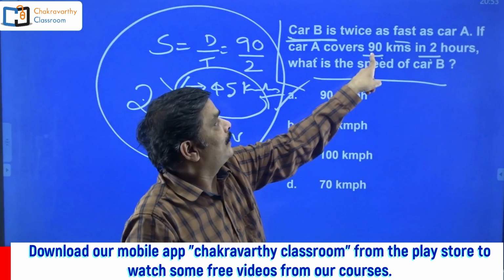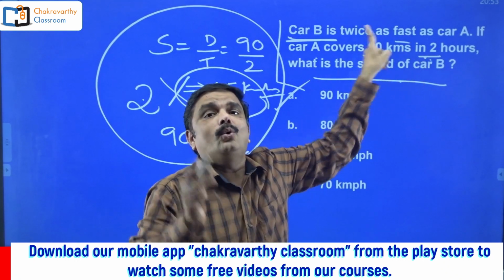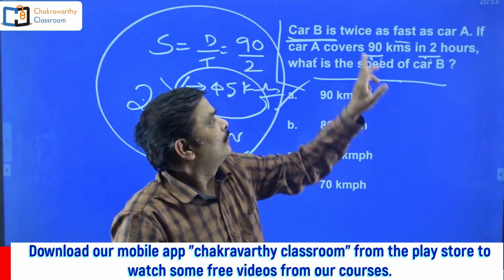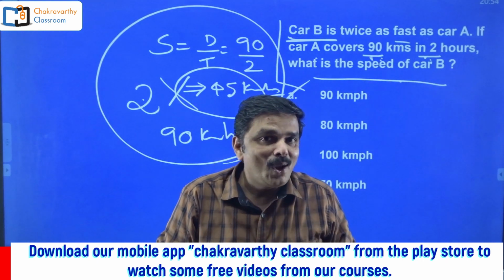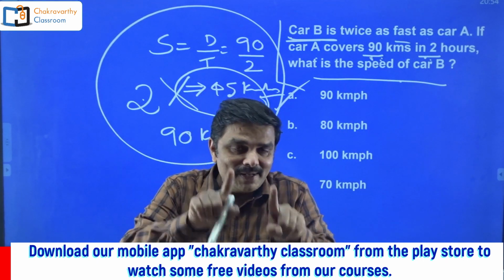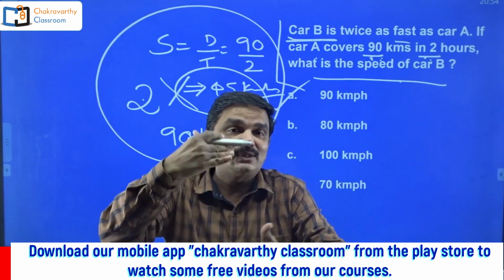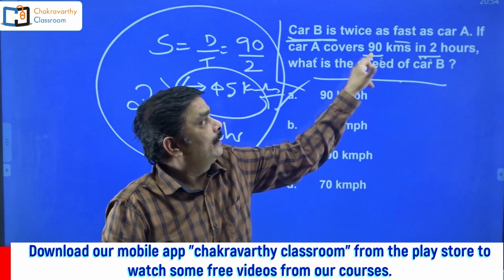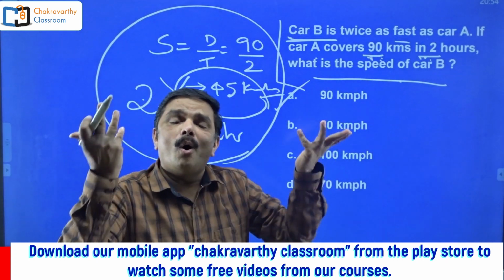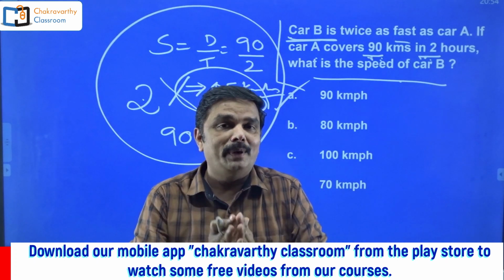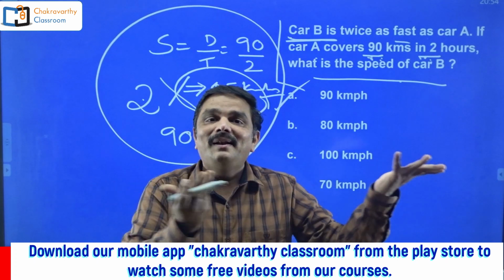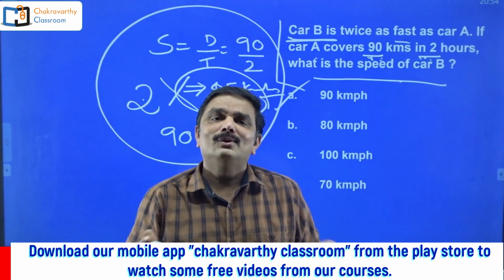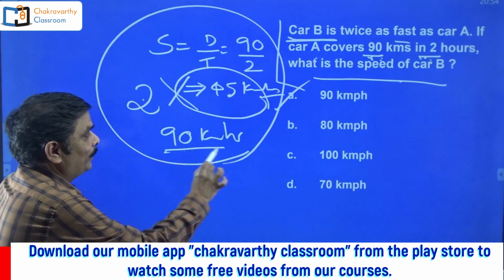When car A is taking 2 hours to complete 90 kilometers, obviously car B can cover the same 90 kilometers in how many hours? 1 hour only. Because car B is twice as fast as car A. Car A is taking 2 hours to complete 90 kilometers. Car B will obviously cover same 90 kilometers in 1 hour only. So 1 hour, 90 kilometers. What is the speed of that one? 90 kilometers per hour. So simply my answer is 90 kilometers per hour.